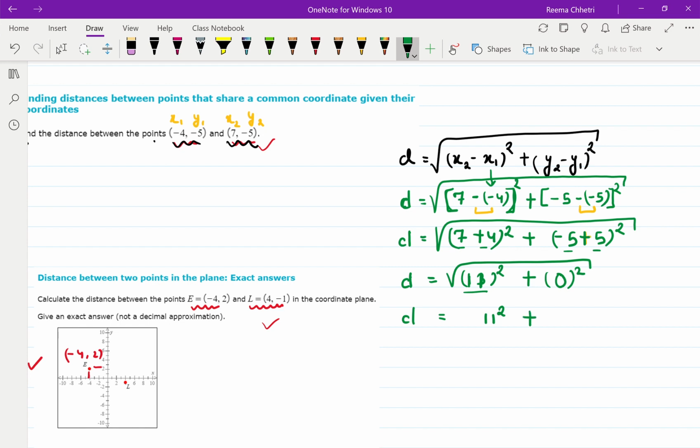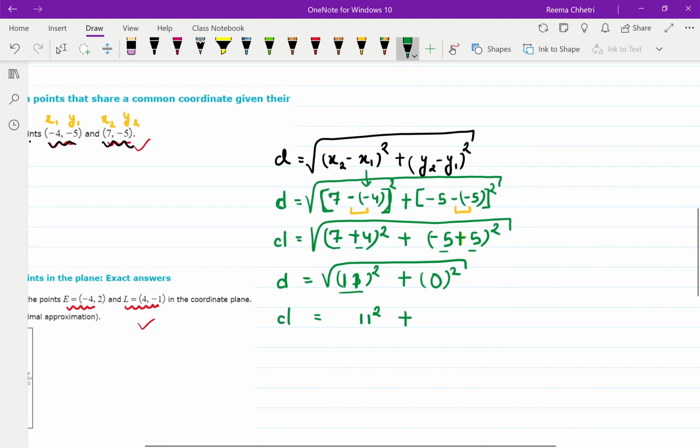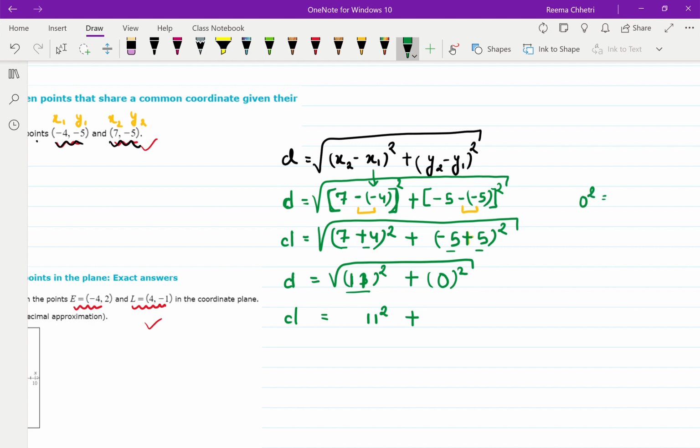Plus 0 square means 0 times 0, which is 0. So no need of writing square. Now it doesn't make any sense to write plus 0, because we know that 3 plus 0 is 3, 4 plus 0 is 4. So 0 doesn't have any value, so no need of writing 0. 11 square, right? So what is the square root of 11 square?